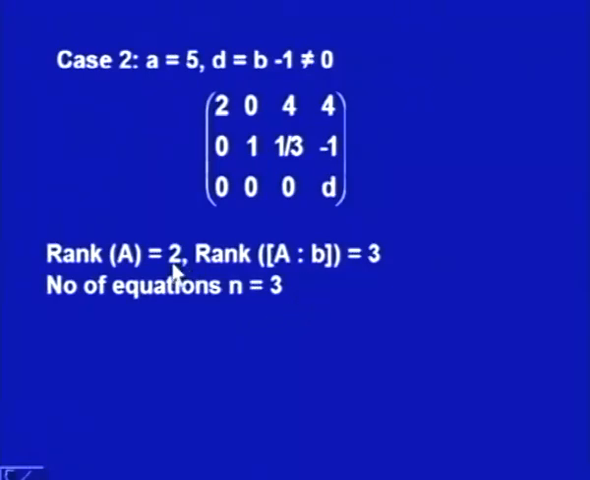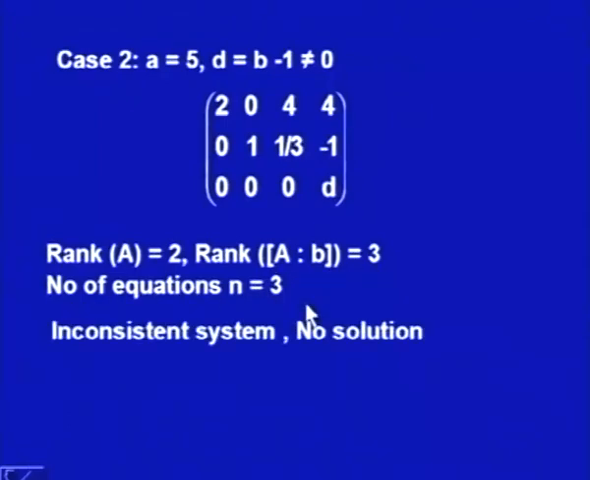Rank of A is equal to 2, rank of its augmented matrix is 3, and the number of equations is given to be 3. So this is an inconsistent system, and it has no solution, because Z into 0 equal to D is not possible. So we can get this by simply checking the rank of A and the rank of its augmented matrix. If they do not match, the system will be inconsistent and no solution will be possible in that case.